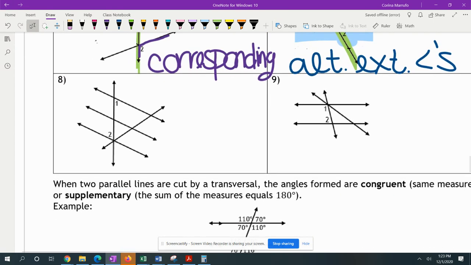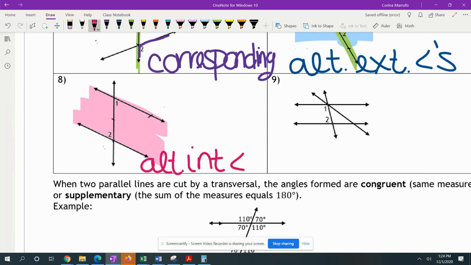All right, so we have the next one. All right, so we have angle 1 and angle 2. We're going to ignore the lines that it's not on. So it is not on this line right here, on this parallel line. And they are not on this transversal right here. Okay, so now that we're trying to ignore those lines, we notice that they're both inside the parallel lines. Okay, and so since they're both inside the parallel lines and they're on alternate sides of the transversal, these are alternate interior angles.